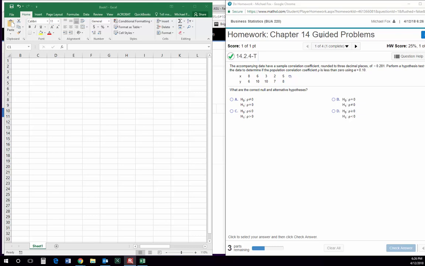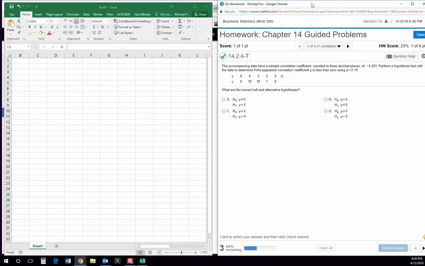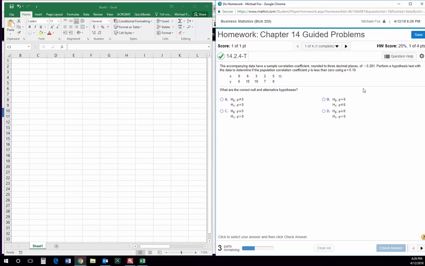It tells us that the accompanying data have a sample correlation coefficient, rounded to 3 decimal places, of negative 0.281. Perform a hypothesis test with the data to determine if the population correlation coefficient is less than 0 using an alpha of 0.1. All right, so in order to do this, the first thing we have to do is decide what our correct null and alternative hypotheses are.